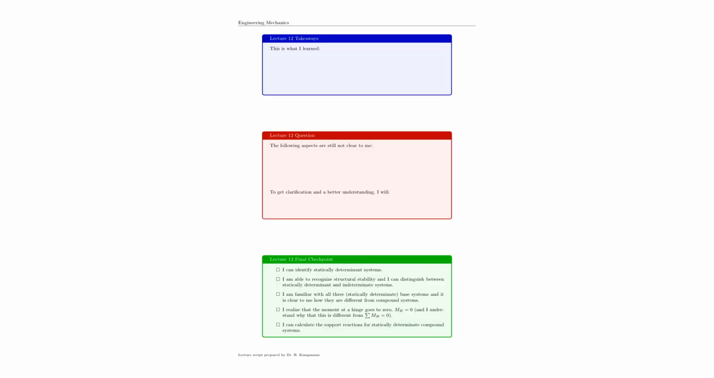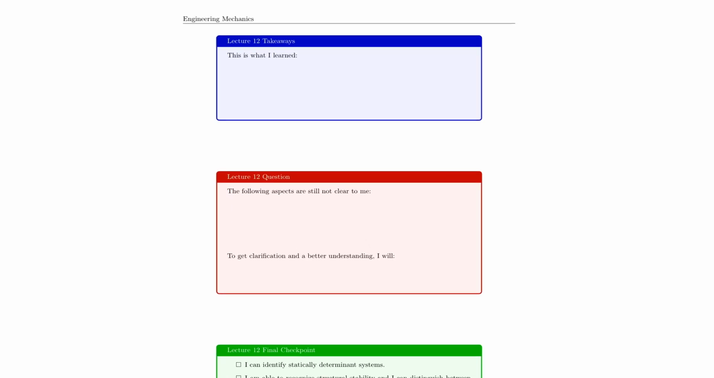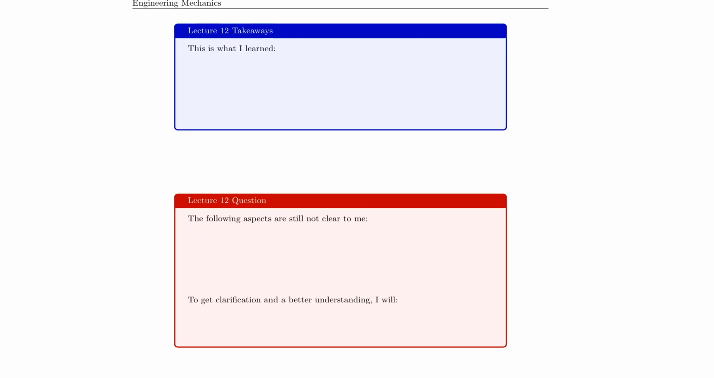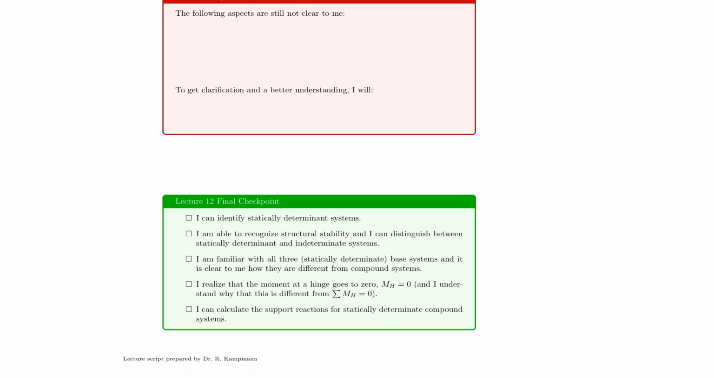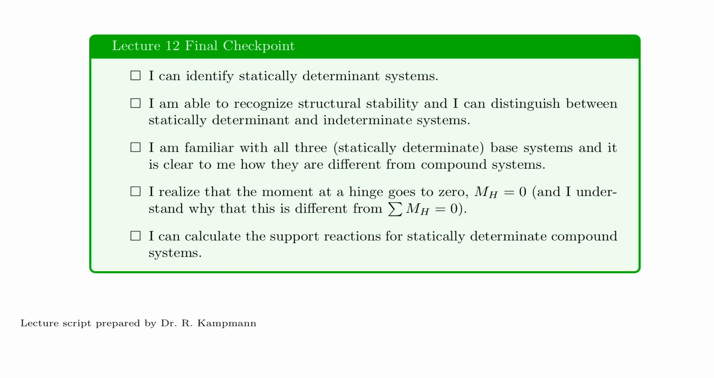Of course, you know best what your takeaways are and what part is still a little bit in question for you, but I encourage you to fill out these 2 boxes here so that you can really help yourself studying and better prepare for the upcoming quizzes and tests. But I will move on to the actual checkbox of today's lecture.